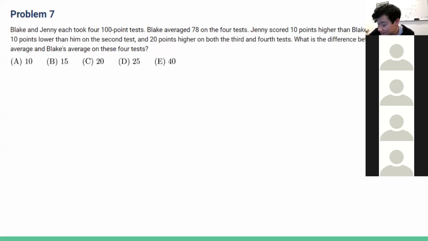Okay, well, we already know Blake's average. That is 78. We're trying to find what Jenny's average is. How do we do that? Well, we know that Blake averaged 78 on each of the 4 tests, right? So on each of his 4 tests, he has an average of 78. So what was his score in total? How many points did he have in total?